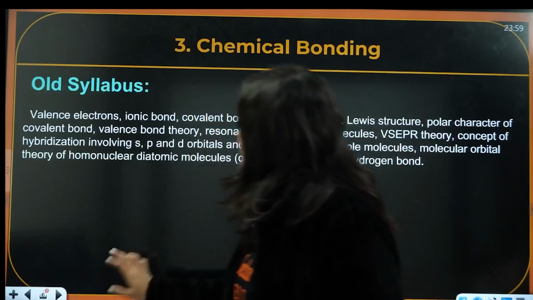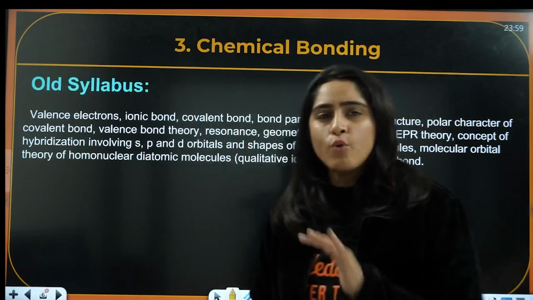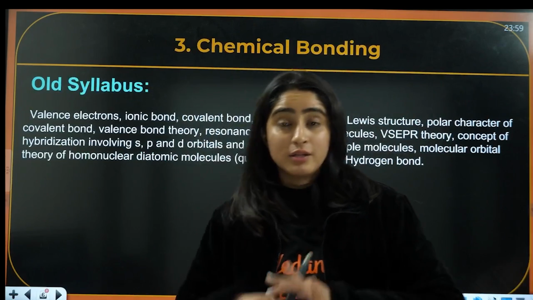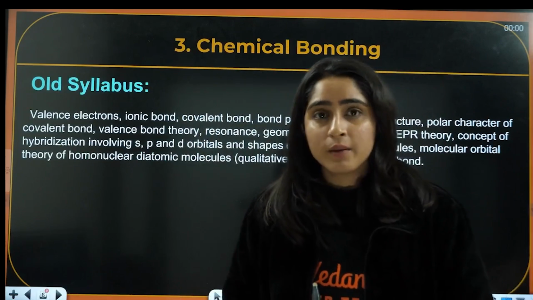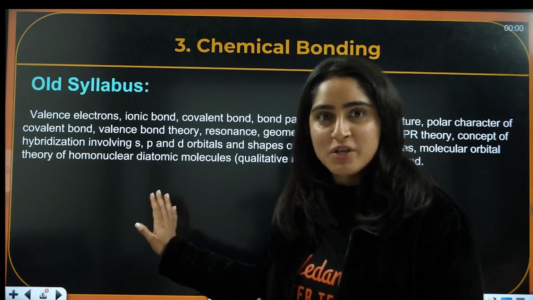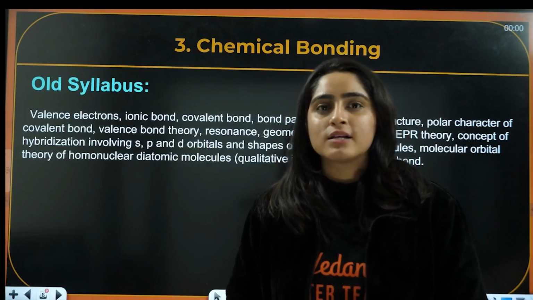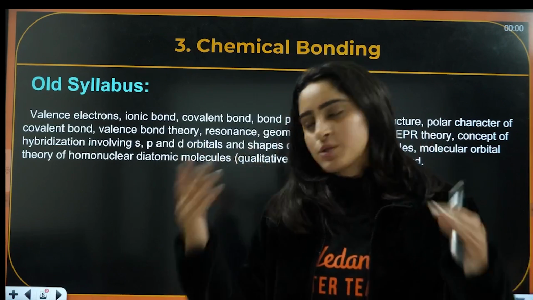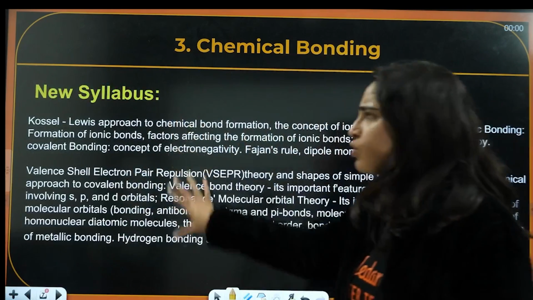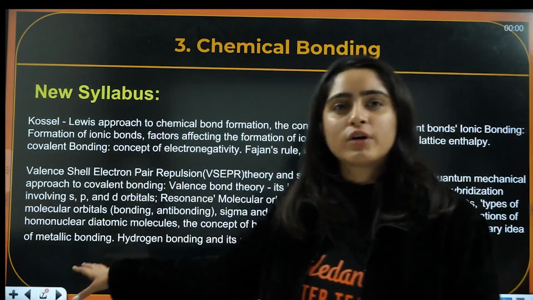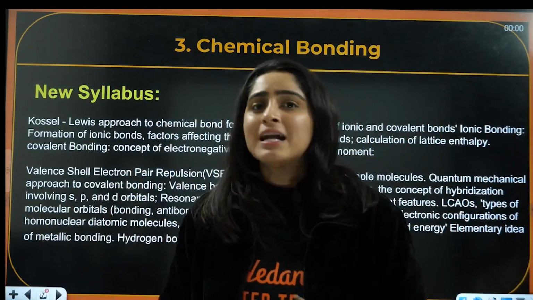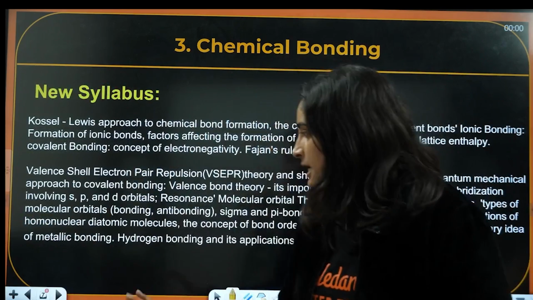Okay, so next is chemical bonding. There is no change in chemical bonding. This is a very important chapter of inorganic chemistry. They have put it in physical chemistry, but actually this is a chapter of inorganic chemistry, and you have to study it as you studied it before, right? There is no change. It is just an elaborated version of that syllabus. Nothing is added, nothing has been deleted here, right?